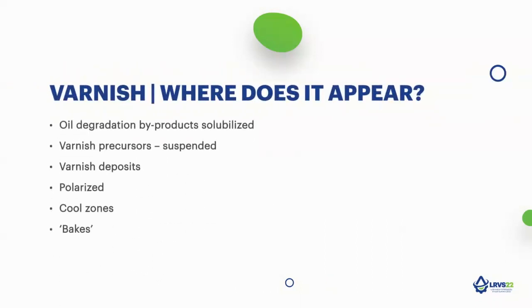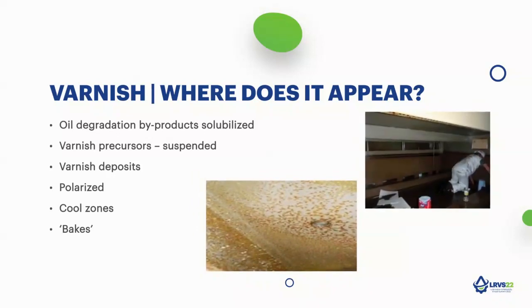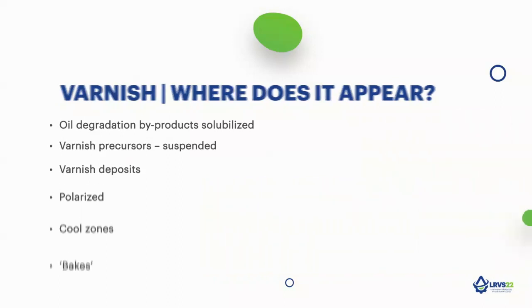So where does varnish appear, one might ask? Well, oil degradation byproducts that are solubilized. You will see it in turbines where it would cake on or bake on to the surfaces. We've seen it on the spools and the valves. We've seen it in the cooler areas where it's the heat exchangers. You'll see it adhere to the cooler spots, and that's where it will also form. So you'll see a lot of that varnish all throughout the system.